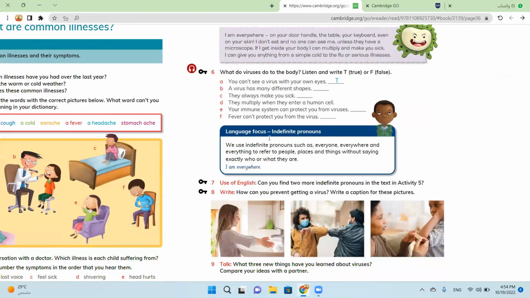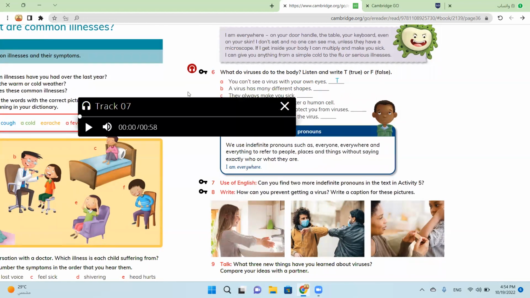Now, let's move to activity 6. What do viruses do to the body? Listen and write true or false. Let's listen together. Track 7.